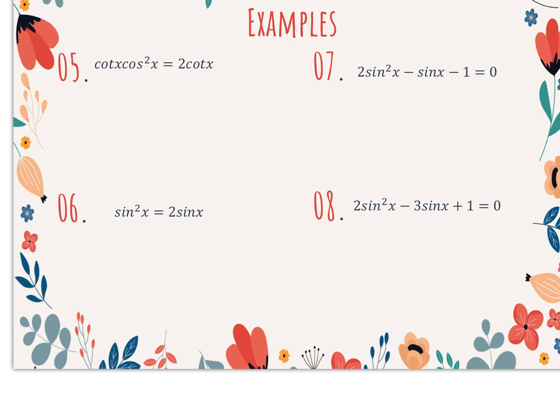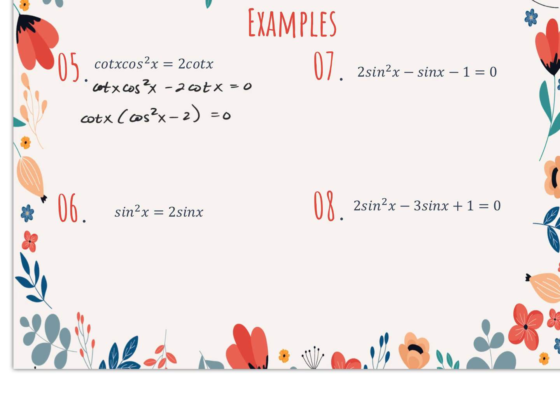So for these, since we're solving, we want to get all the trig functions on one side. So what we're going to do is bring over cosine squared x minus 2 cotangent of x equals 0. We're going to factor out a GCF, which we see is the cotangent of x. And over here, we're left with cosine squared x minus 2 equals 0.